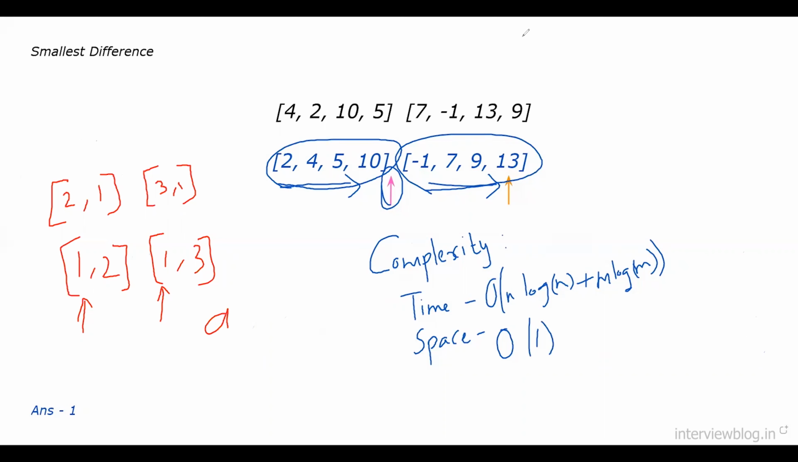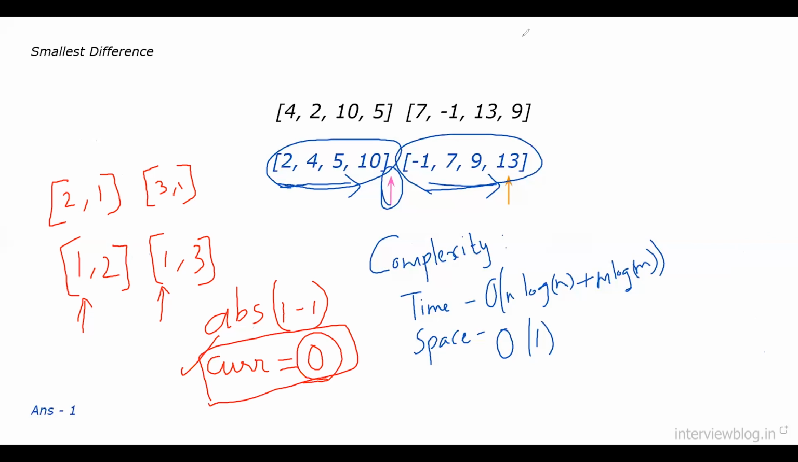Now we will calculate the absolute difference between the numbers 1 and 1, and hence our current difference is going to be 0. As discussed earlier, the maximum possible smallest difference is always going to be 0. Hence, in this case, since we have already found the maximum smallest difference that is possible, our solution will return 0 as our answer. That is, our current difference will be returned, and there is no requirement to traverse the rest of the given input arrays. So hope you understood the algorithm.